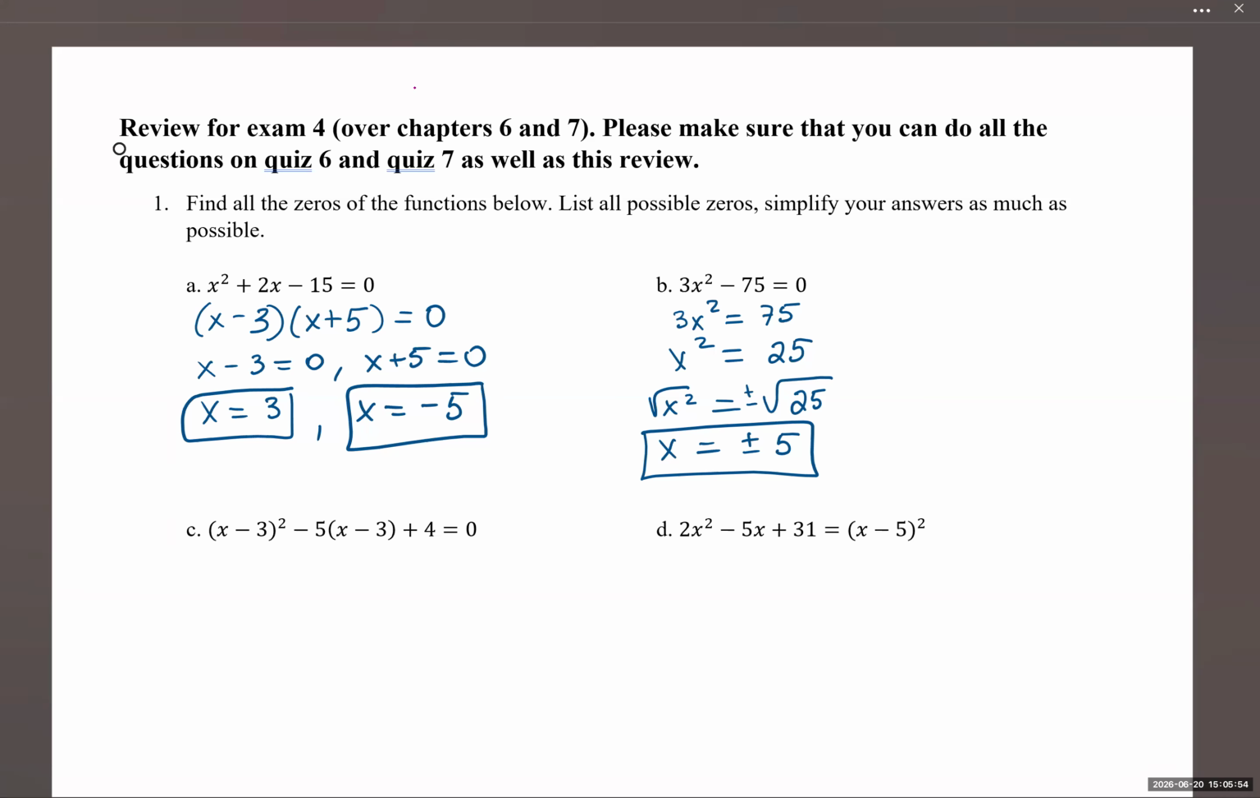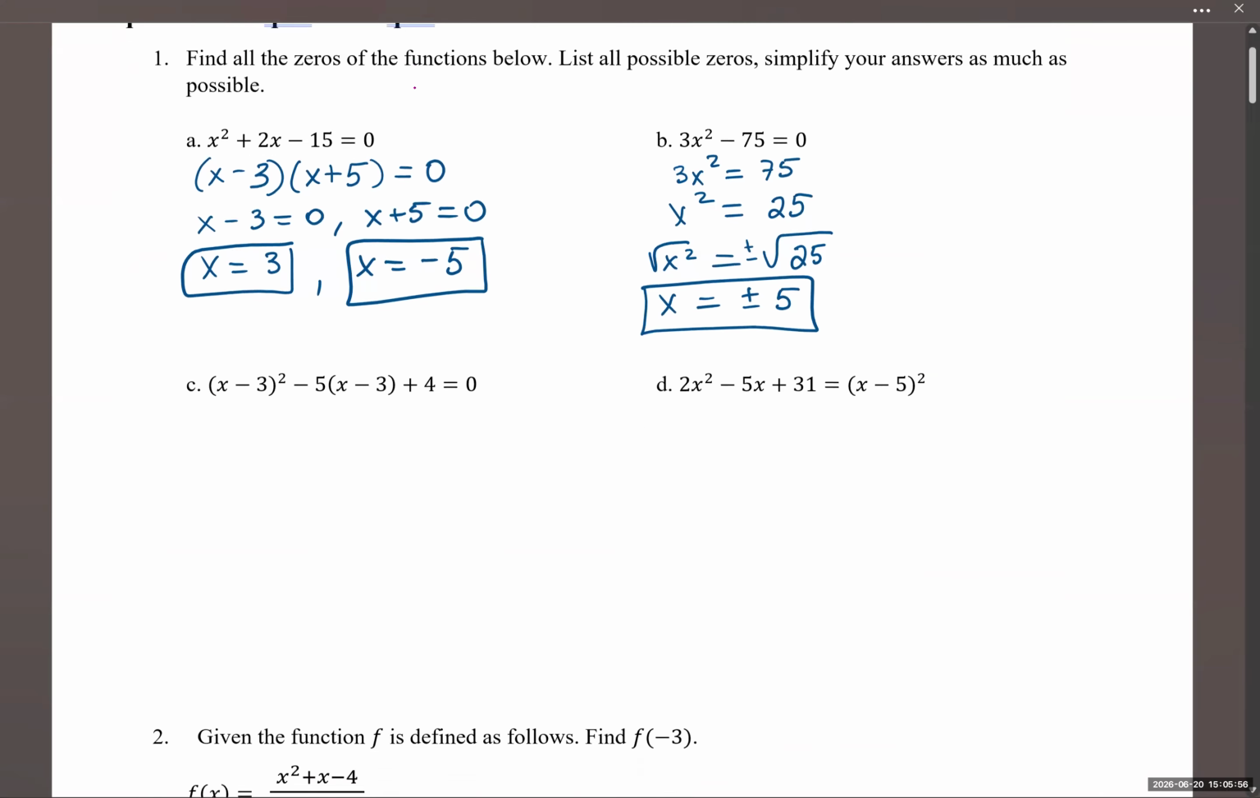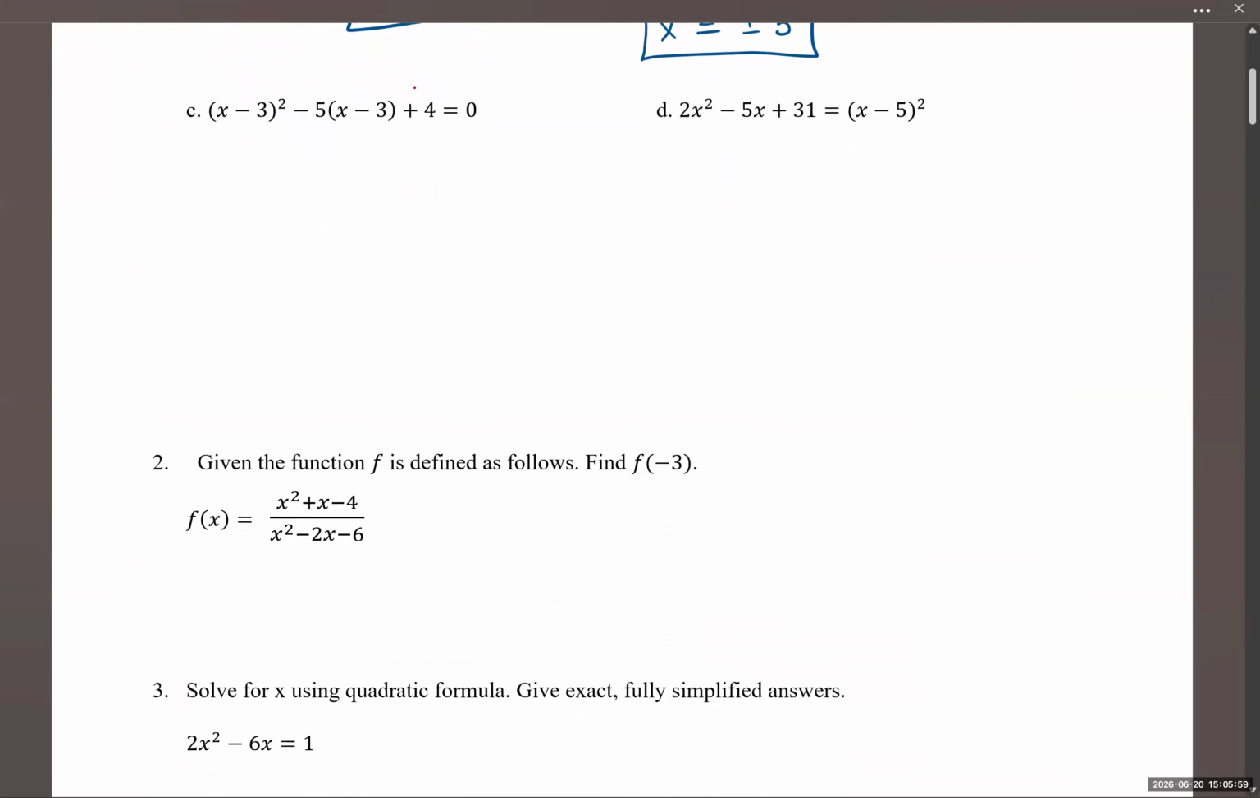Part C is set up to be done by a u substitution technique. So we'll go ahead and utilize that here. So I first will let x minus 3, so the thing inside the parentheses, equal u. You can pick any letter, but u is most common. Then this same equation becomes u squared minus 5 times u plus 4 equals 0. So we just substituted x minus 3 with a u.